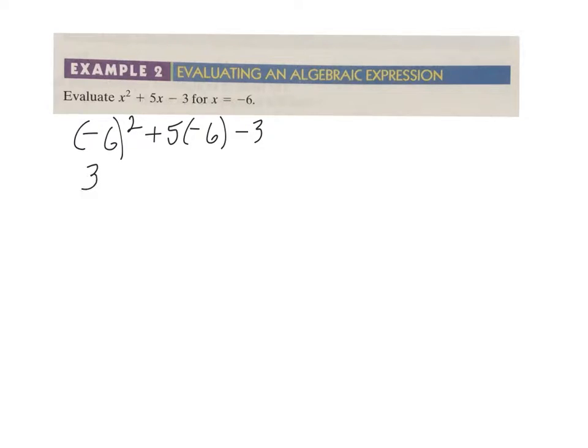-6 squared is positive 36. Positive 5 times -6 is -30. Minus 3, and just work left to right doing your subtraction. 36 minus 30 is 6. 6 minus 3 is 3.